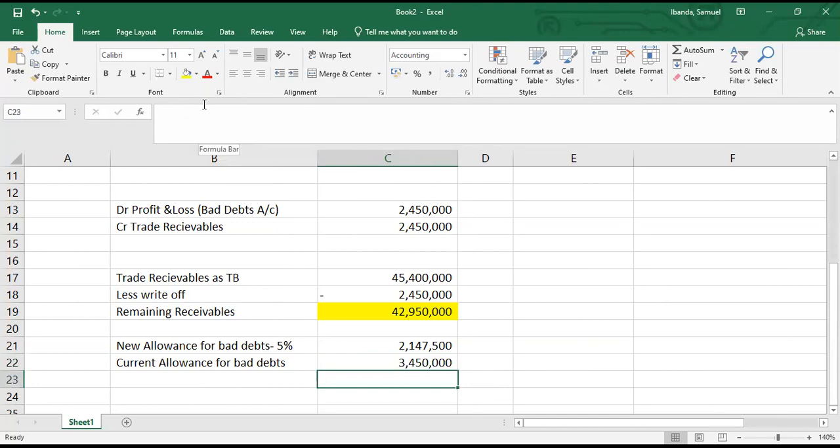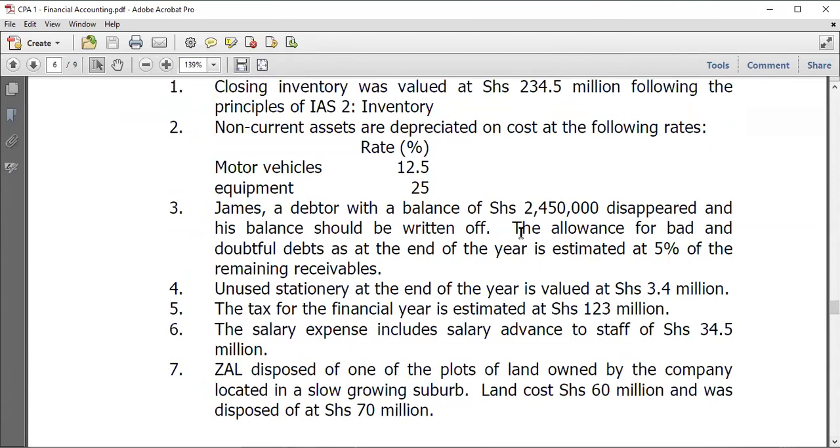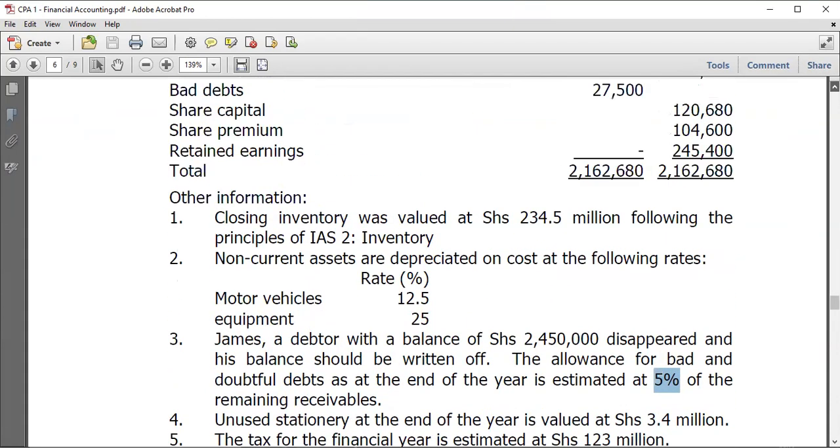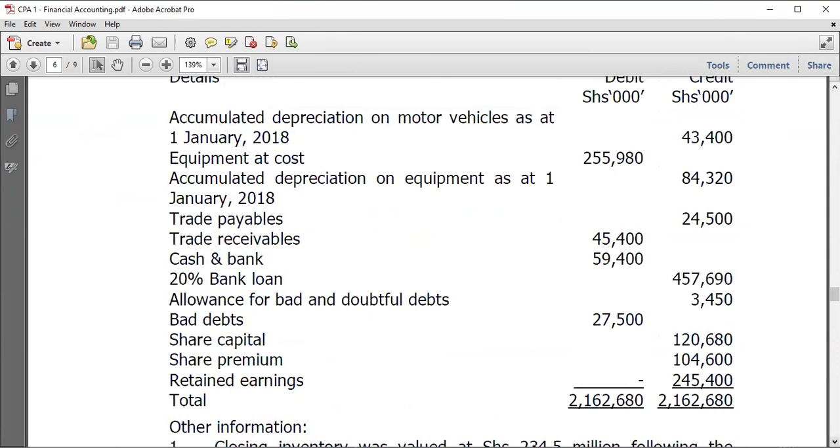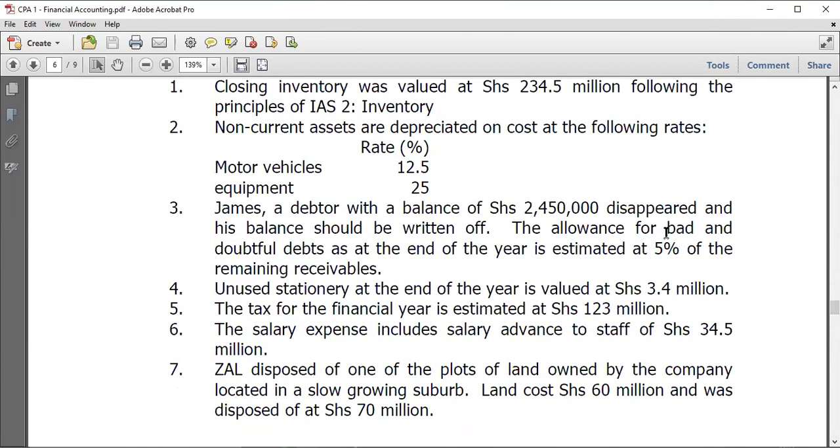Now, every time you have a new allowance for bad debts, just like the way we had in the additional information here, where they're saying that at the end of the year it's estimated to be at 5%, yours is first to calculate the 5% of the remaining. After removing what you're writing off, in case you have anything that you're writing off, you first remove it. In case we didn't have any, we just get this 5% and apply it onto our trade receivables. But since we have something we're writing off, we take this 45,400, remove what we're writing off and remain with the balance. Then we go back and calculate 5% of the balance which we have gotten.